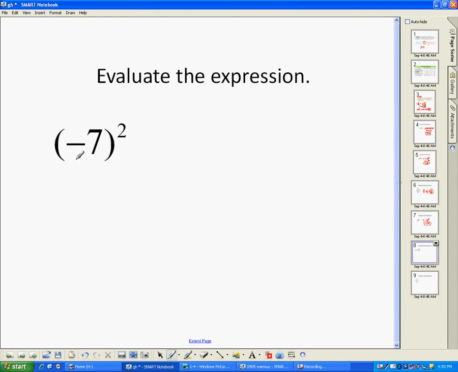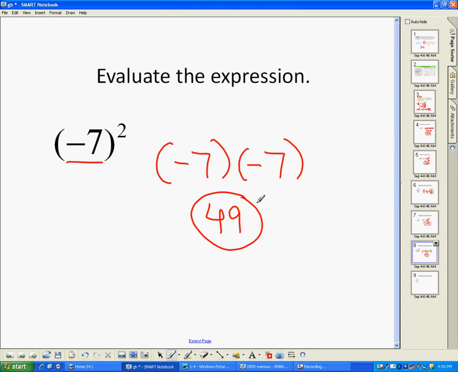Negative 7 squared, the base is negative 7, so that means the base is what's multiplied by itself 2 times because of the exponent. Negative 7 times negative 7 is positive 49.